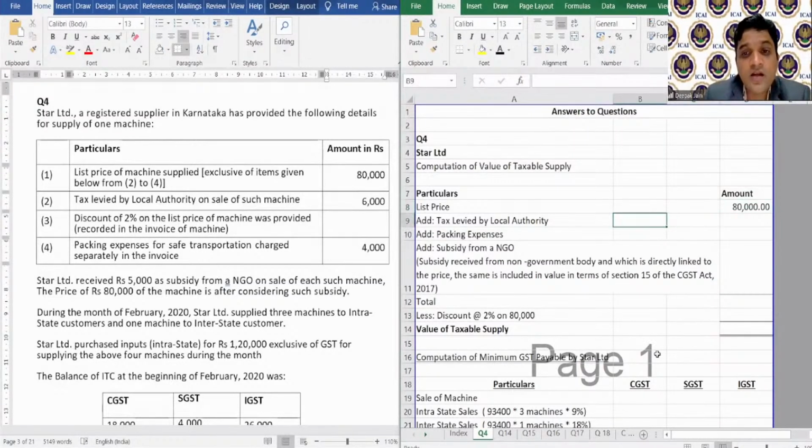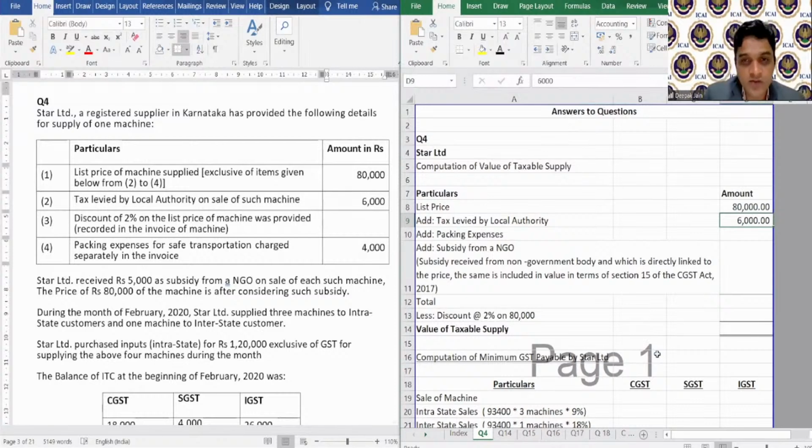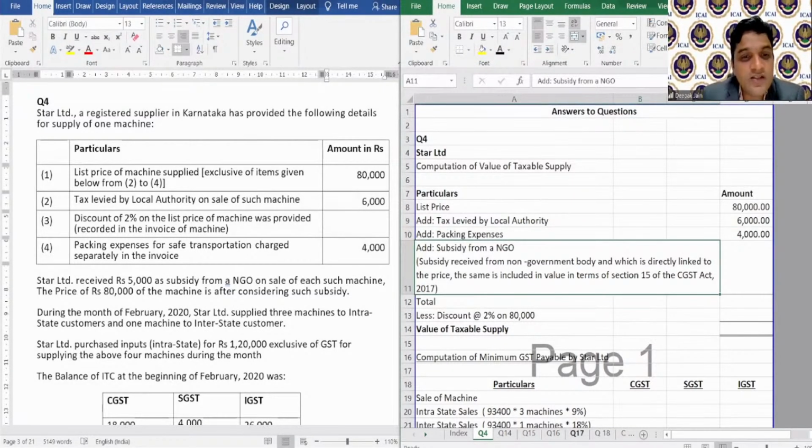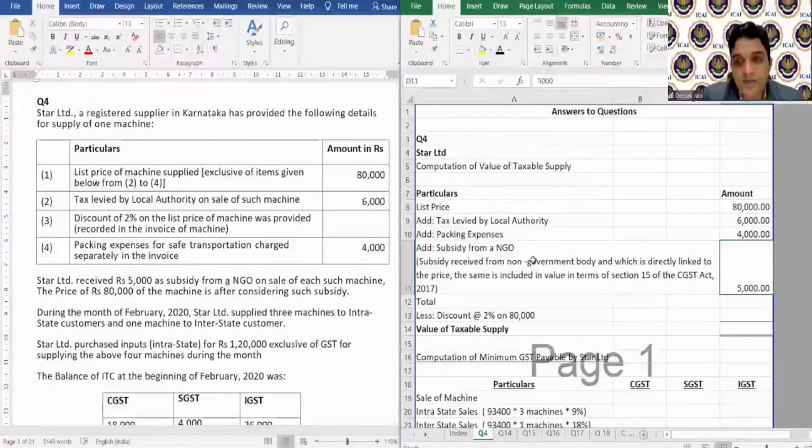Okay. Then taxes levied by the government. Any taxes levied other than GST, we have to add. Correct. So we will add the taxes levied by the local government, which is 6,000 rupees. Then discount will come later because we have to reduce it. Whatever we have to add, let's add everything. Then packing expenses. Should we add them? Yes, for safe transportation it is done, so we have to add that. Then subsidy: is it to be added or not? This 80,000 rupees is after considering the subsidy, and this subsidy is from an NGO, not from government. So it has to be added. Correct. So subsidy also you will add.